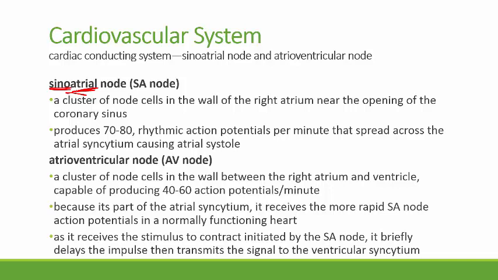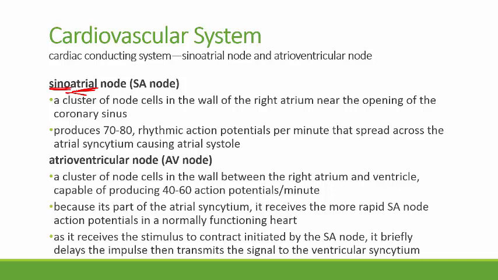So usually the AV node is preempted, doesn't have a chance to do its own rhythm, as long as the heart is healthy. But it does have a second function. It is able to send the signal to contract across that firewall between the atria and the ventricles. So when it receives the SA node's signal to contract, then it will hold on to it for the merest of time, for less than a second.